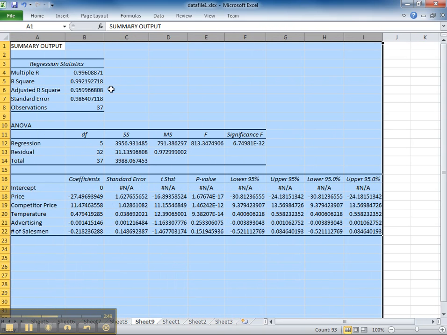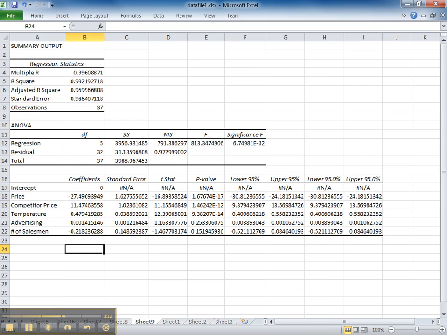Now, our R squared is 99%, which is even better. If we look at the p-values for the things that are set, we still have extremely good p-values for price, competitor price, and temperature. There's a 25% chance that advertising has nothing to do with our final output, and a 15% chance that the number of salesmen has nothing to do with our output. But I'm willing to accept that.